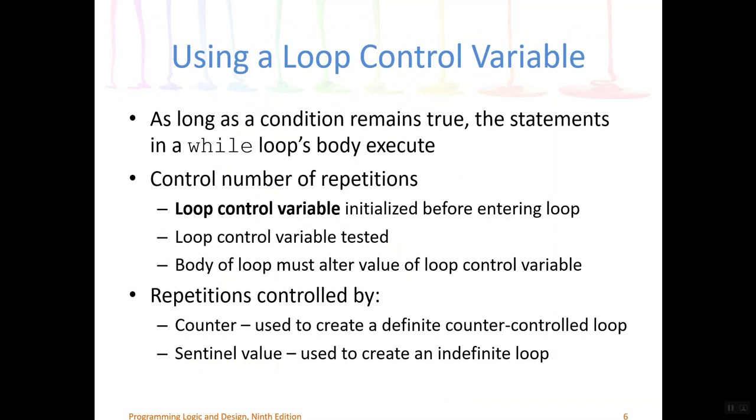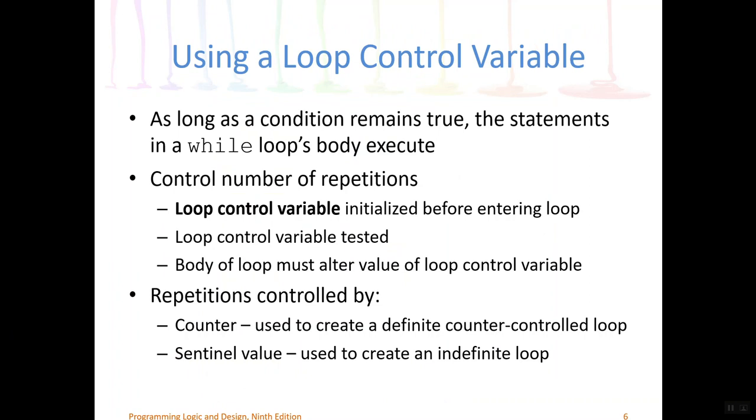the counter-controlled loop. It is used to create a loop that runs a definite number of times. For example, I can create a loop that loops through and gets 10 ages from the user. That would be a counter-controlled loop because it runs exactly 10 times.